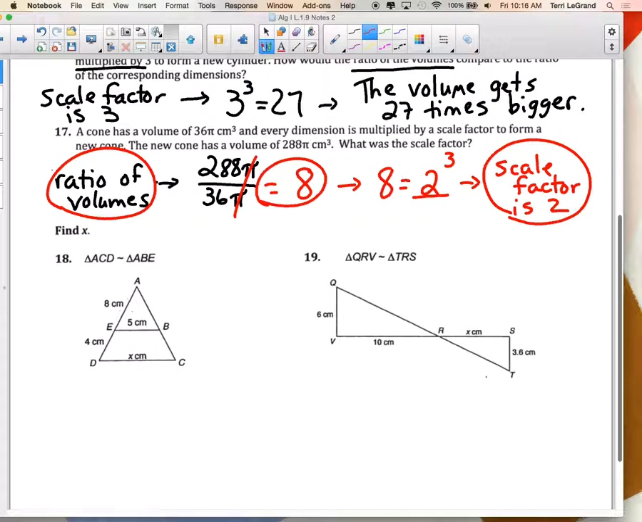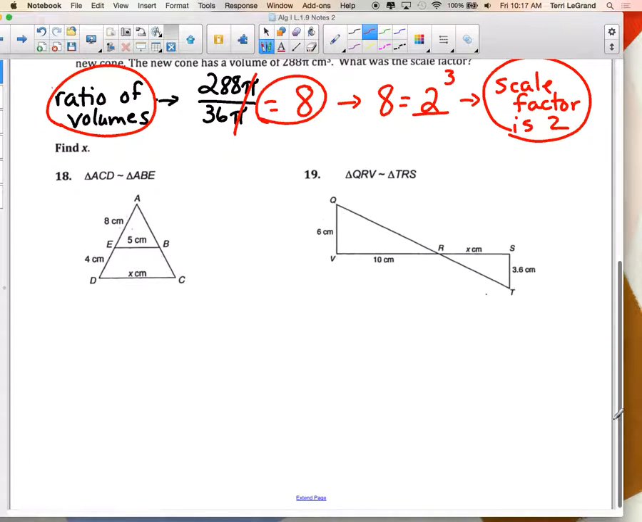Okay, so do you think you're going to be able to do this? Got it? Okay. Let's do a little bit more practice with some similar figures and finding missing side lengths. We have triangle ACD is similar to triangle ABE, and I'm going to guess we need to solve for x in this one. So what relationships could we set up?